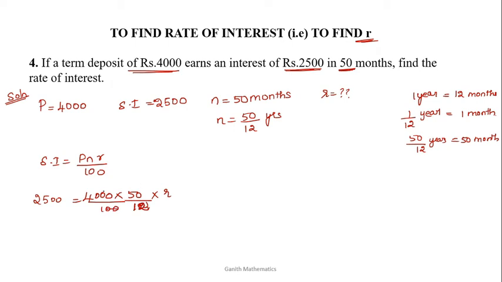Okay, these two zeros will get cancelled. So this will be 2500 into, when this denominator 12 goes to the other side, it will be in multiplication, and this will be 40 into 50. These two zeros will get cancelled. So finally your R will be 15.